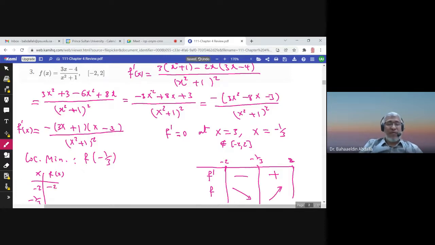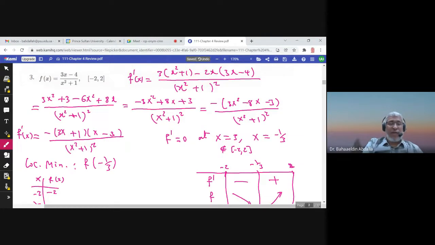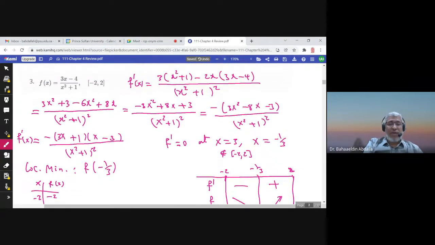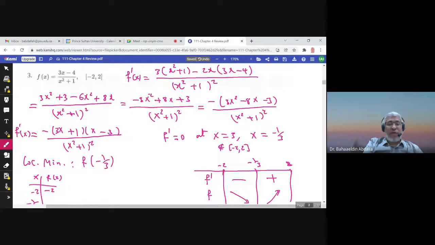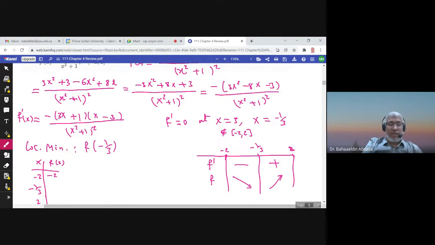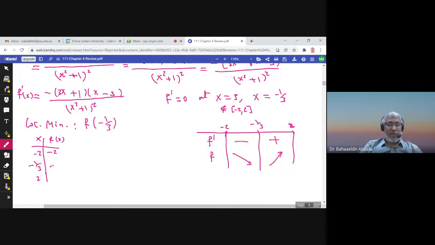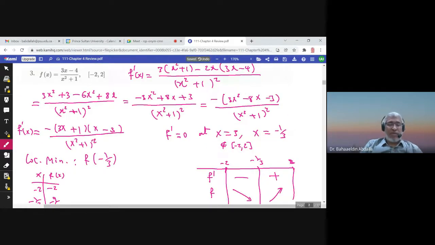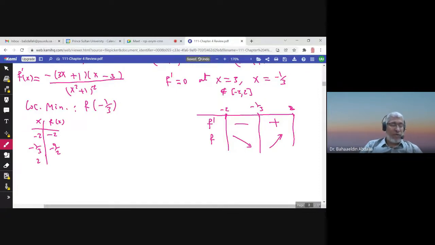And f of negative 1 over 3: 3 times negative 1 over 3 is negative 1, minus 4, that's negative 5. And negative 1 over 3 squared is 1 over 9 plus 1, that's 10 over 9. So the answer is negative 9 over 2. And 6 minus 4 is 2, and 4 plus 1 is 5. So f of 2 is 2 over 5.